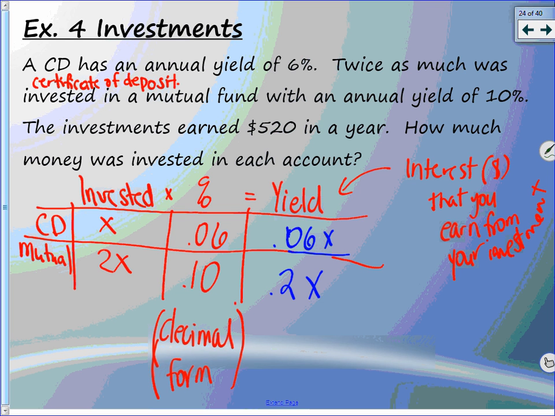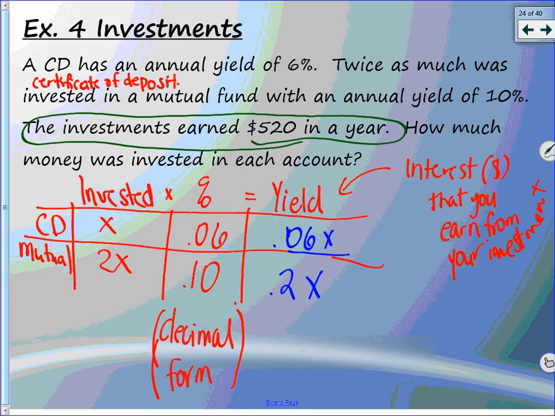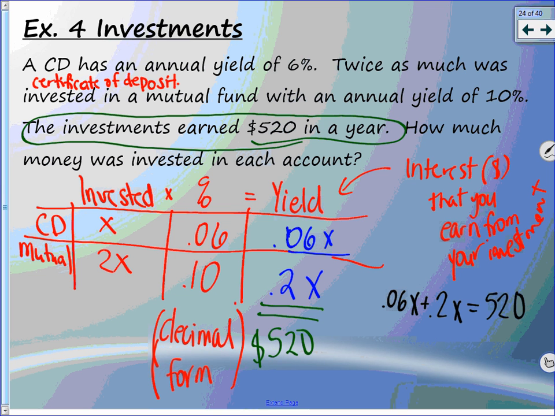And then I can go back to the problem, and it says the two investments earned $520 a year. And that's what generates my equation. These add up to 520. Because the amount I yield from my CD plus the amount I yield from my mutual fund has to total 520. So I can write 0.06x plus 0.2x equals 520. I can add these. And then I can divide both sides by 0.26.